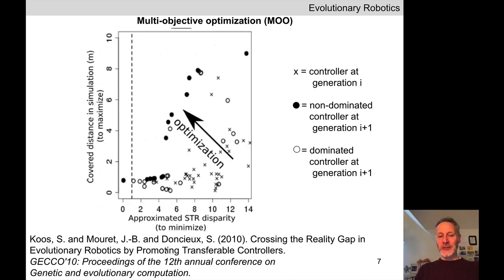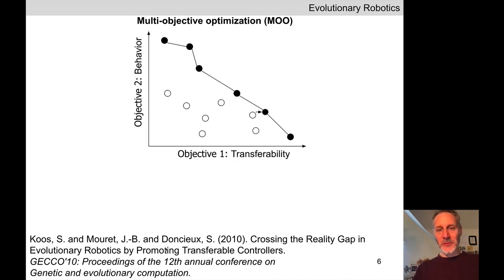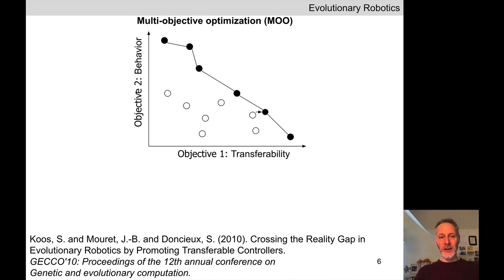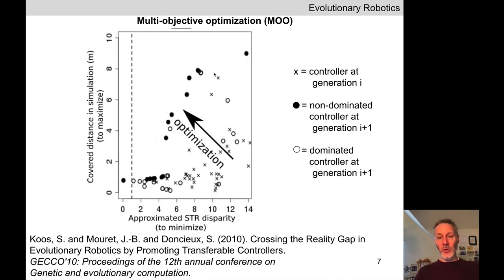Okay, here's some actual data from the experiment. You'll notice there's a number of differences from my simplified cartoon version here and the real thing. The vertical axis is still the same as over here. They're measuring for each one of these points, these circles and crosses, each one represents an individual neural controller. The height of that point represents the distance covered by the virtual robot in simulation, measured in meters, and we're trying to maximize that.